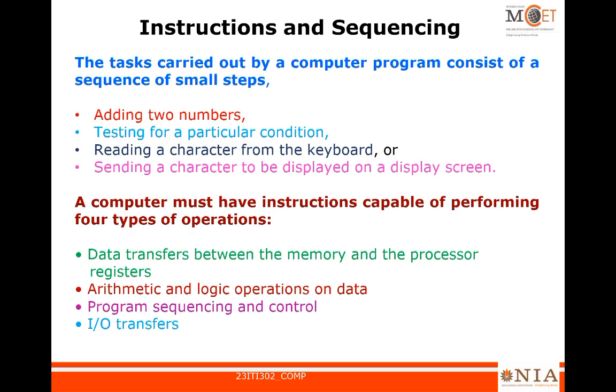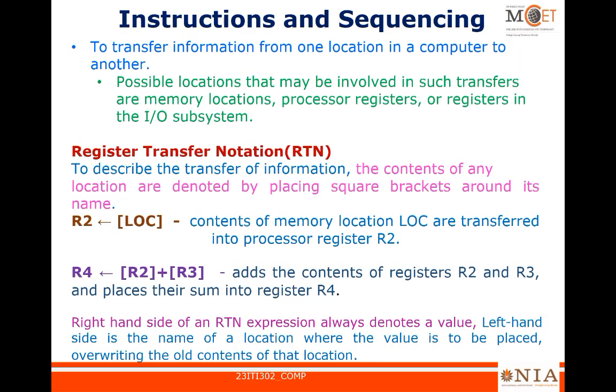The RTN, the register transfer notation, describes the transferring of information. The contents of any location are denoted by placing a square bracket around it. This square bracket says that this is an RTN-based expression of the sequencing order.